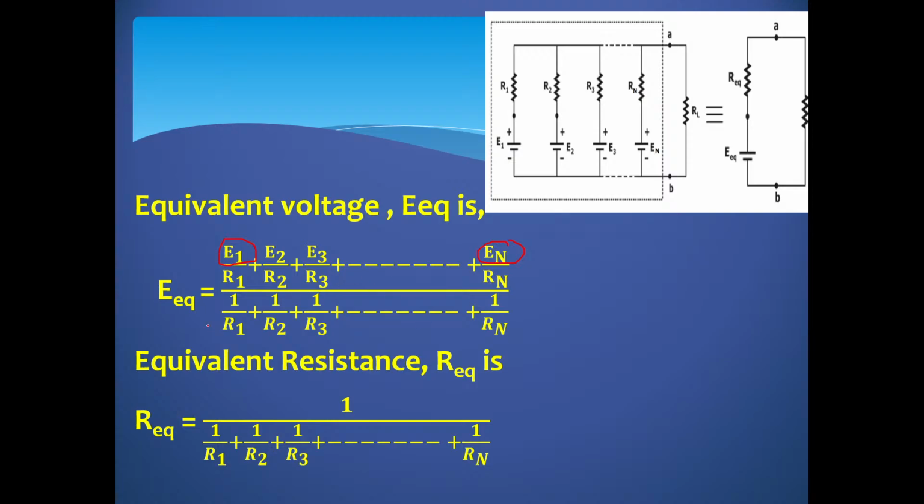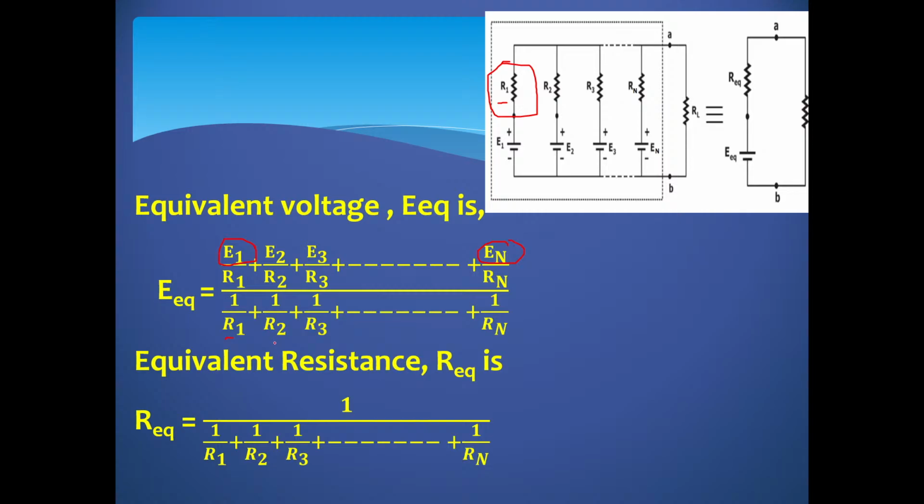The whole is divided by 1 by R. 1 by R means what? 1 by R means conductance, isn't it? So 1 divided by R. First of all, write the conductance of the first branch. What is the internal resistance of branch 1? R1. So 1 by R1 is our conductance.